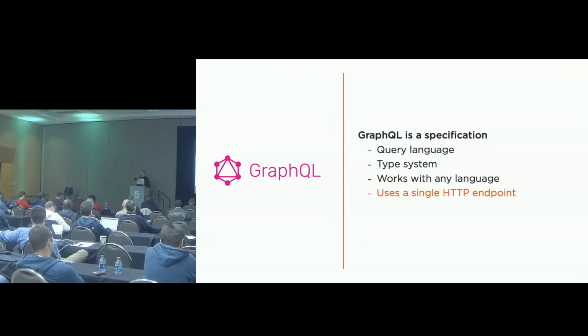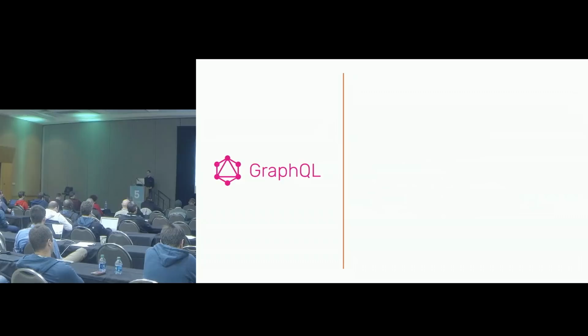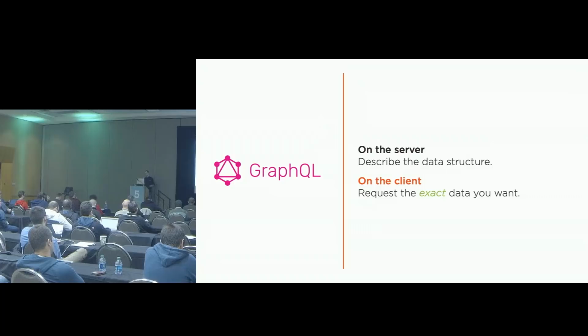One HTTP endpoint, which is nice because it means on the client you write very little boilerplate code. You need to make an HTTP call. Now there's some other good tools out there like Apollo. I'm not going to spend time going into Apollo, but it makes things even easier. You can be very declarative about getting data from GraphQL. But it's not tied to any database technology. It's a specification and a type system. So on the server, what I showed was we described the data structure, and on the client, you request the exact data that you want.